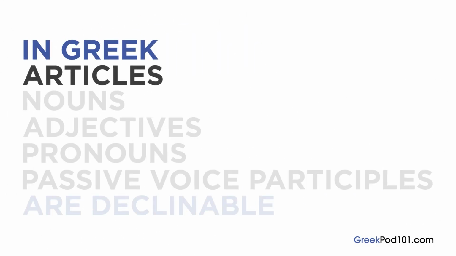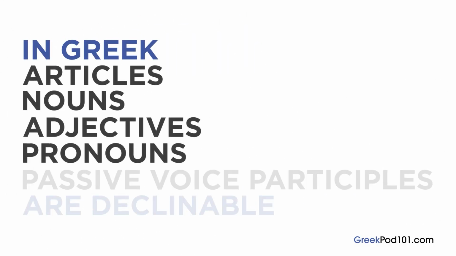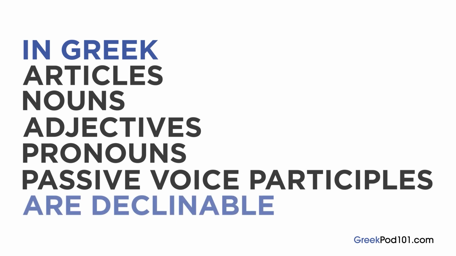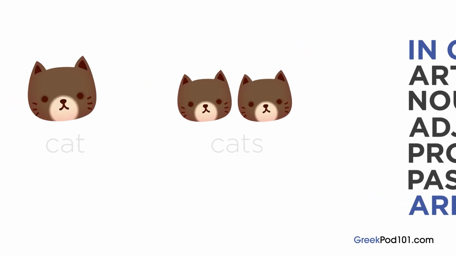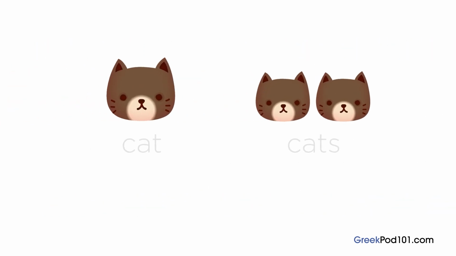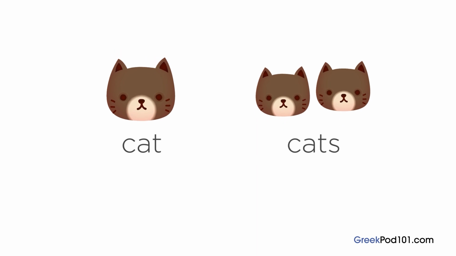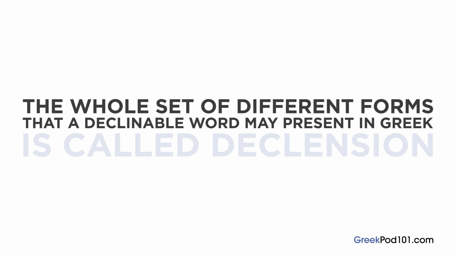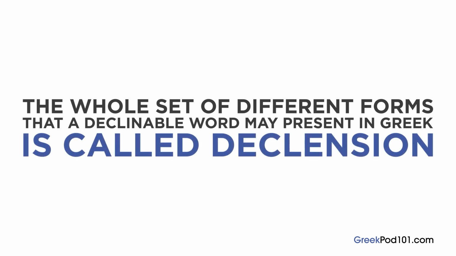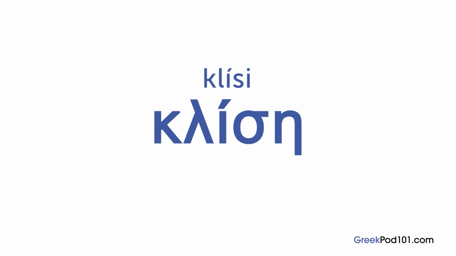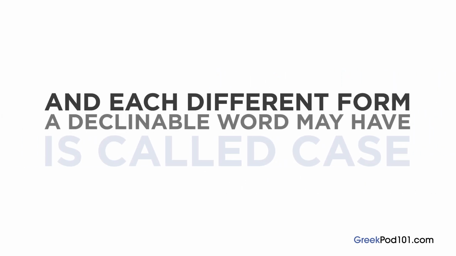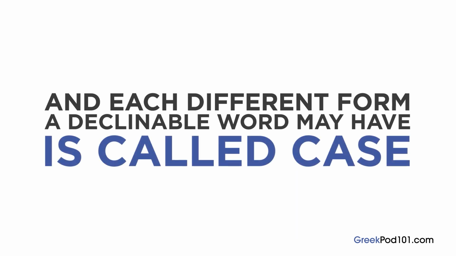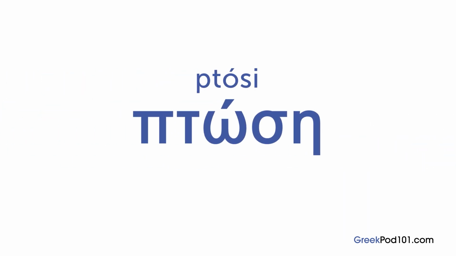In Greek, articles, nouns, adjectives, pronouns, and the passive voice participles are declinable. That means that they have different forms, just like the English noun cat changes to cats in the plural. The whole set of different forms that a declinable word may present in Greek is called declension. Or klisi, literally meaning inclination. And each different form a declinable word may have is called case. Or ptosi, literally meaning fall.